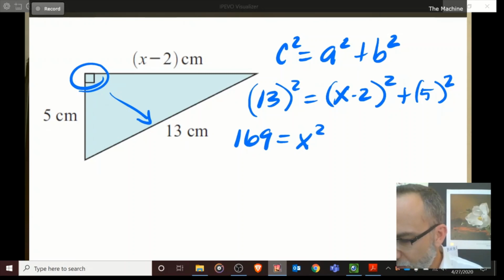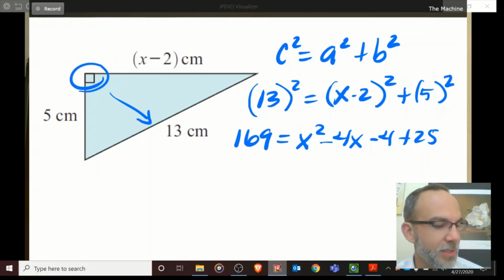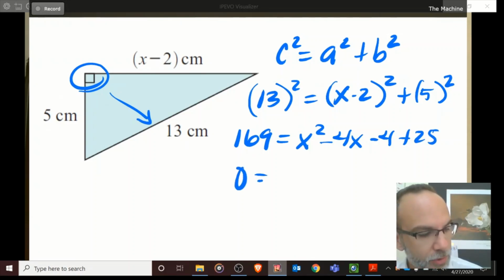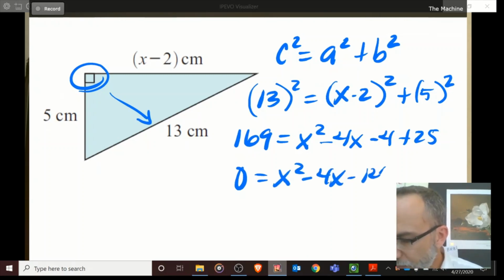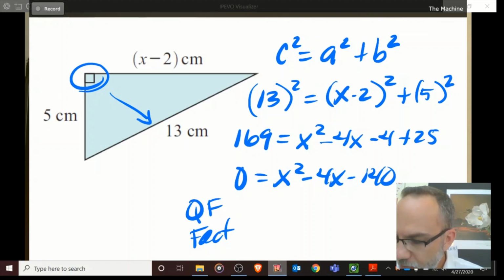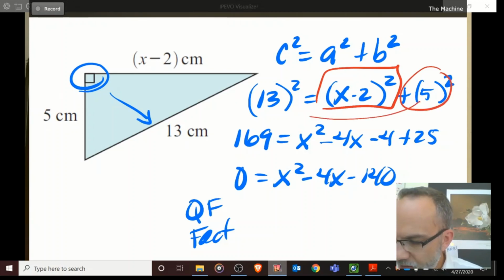It's x squared minus 4x minus 4 plus 25. And now I set the left-hand side equal to 0. 0 is equal to x squared minus 4x minus 140. You can solve it by the quadratic formula. You can solve it actually by factoring. Or actually right here at this point, you could have left this as a square, pass that to the other side by subtraction and then square rooted both sides. But in any case, in the end, you should get x is equal to 14.